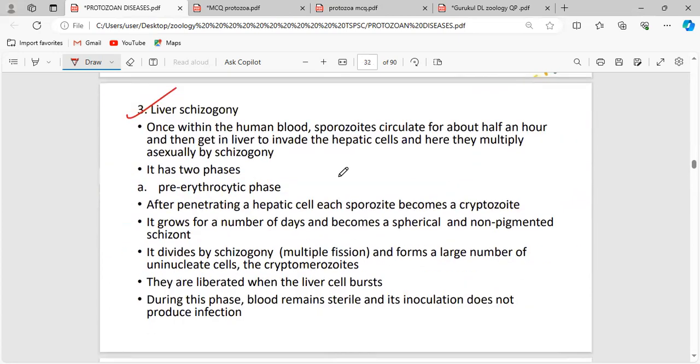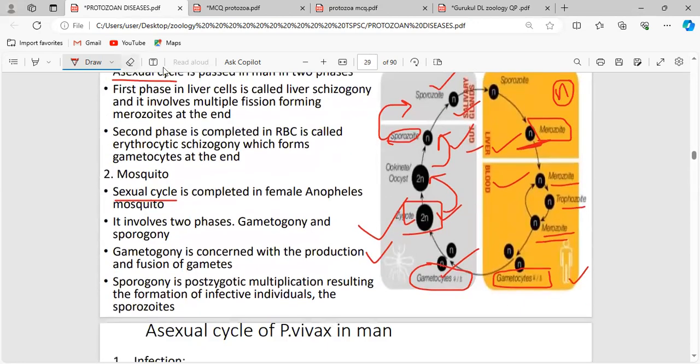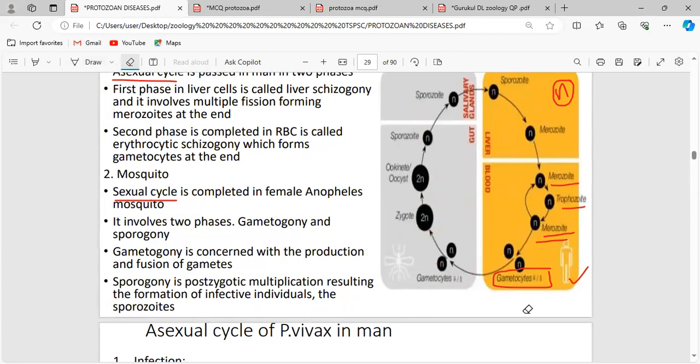Now, coming back to today's session, liver schizogony. The processes that take place within the liver are called liver schizogony, and the processes that take place in the blood are called erythrocytic schizogony. We call them liver schizogony and erythrocytic schizogony because the asexual reproduction mechanism followed in this type of malarial parasite is schizogony.